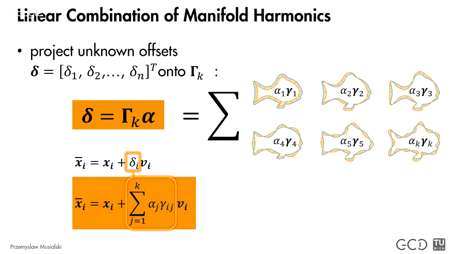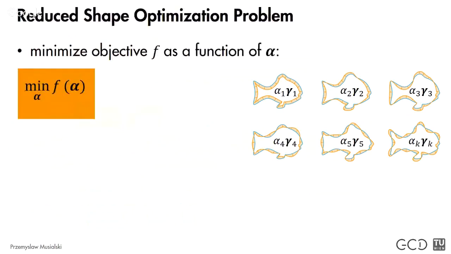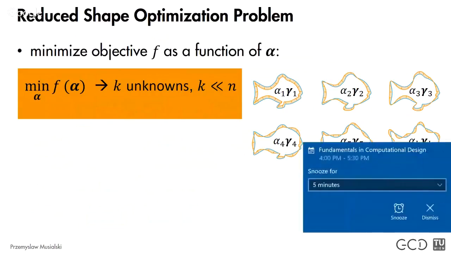So now we have only as many unknowns as basis functions we are using, and in practice it has turned out that we need only a low number of them, and I mean really low. This is much smaller than n. Usually it's less than 100, or for some meshes it's even on the order of 10. So we're looking then only for very few unknowns, and using this we can formulate the optimization problem again.